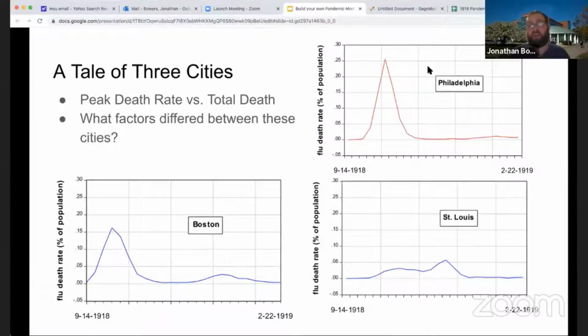Versus over here in St. Louis, yeah, you have death, but it's not a high peak death rate. It's more continuous. So therefore you can handle it better. Healthcare systems can adapt. You can have things going on. And a question I have for you guys to ponder is, what was different between these three cities? Why were Boston, Philadelphia, and St. Louis different in terms of their responses to the pandemic?